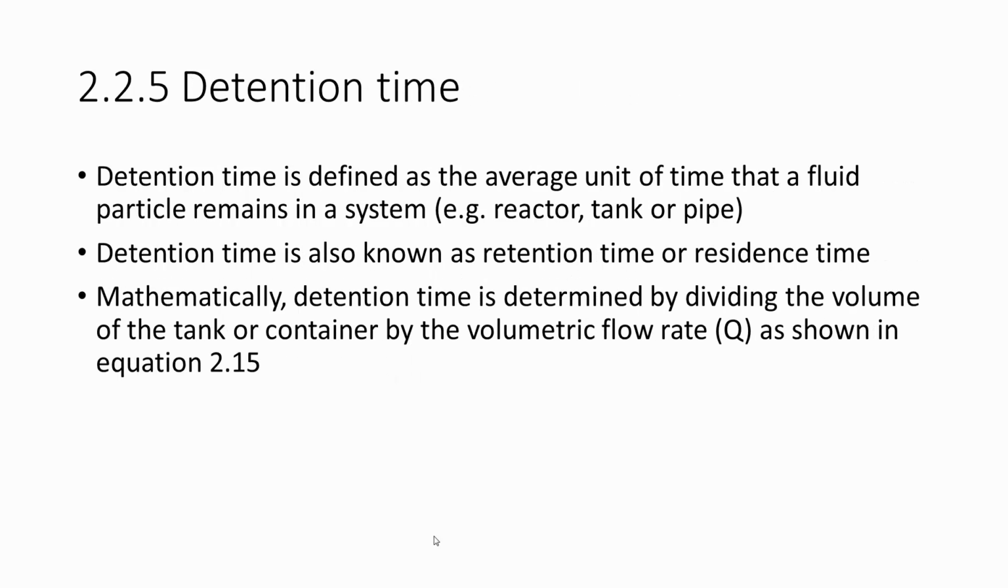2.2.5 Detention time. Detention time is defined as the average unit of time that a fluid particle remains in a system. Could be a reactor, a tank, or a pipe. Detention time is also known as retention time or residence time by environmental engineers. Mathematically, detention time is determined by dividing the volume of the tank or container by the volumetric flow rate, Q, as shown in equation 2.15 in your course text.